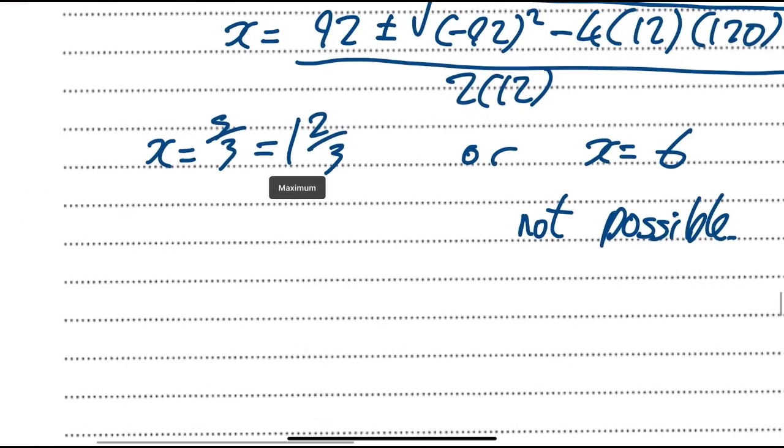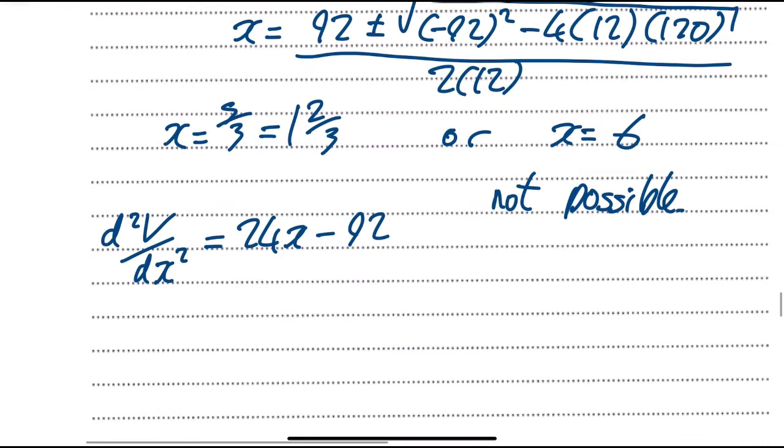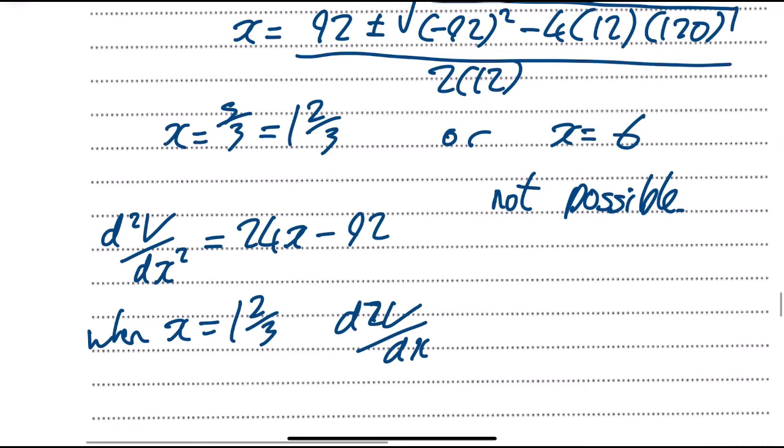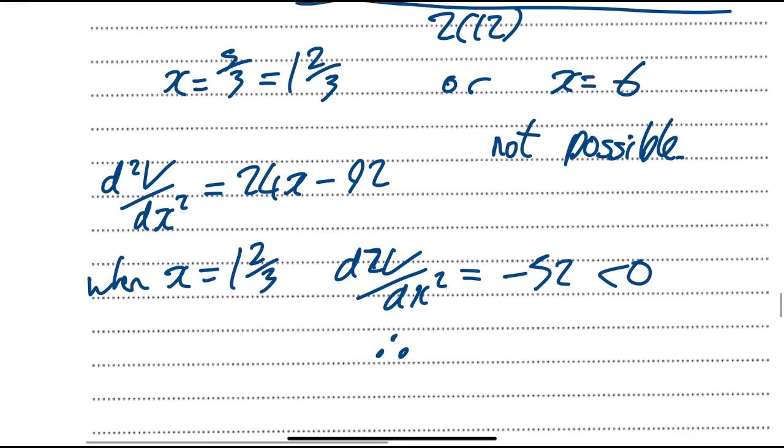Okay, so this is our answer, but just to be guaranteed getting the full marks, because we're trying to show what was maximum, you've also got to do d2v by dx squared, and when I did it, I got 24x minus 92. Just say when x is equal to 1 2/3, d2v by dx squared worked out to be minus 52, which is less than 0, which implies that it's maximum.